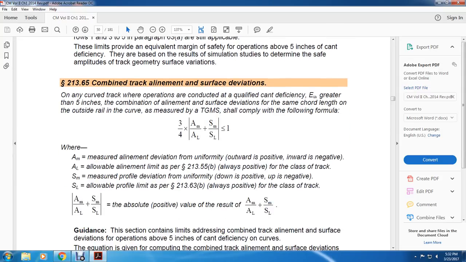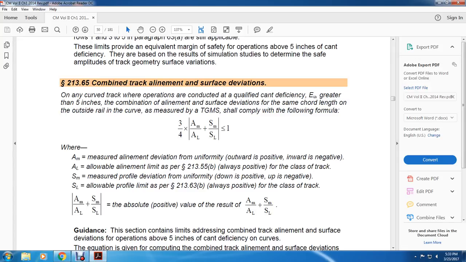213.65, combined track alignment and surface deviations on any curved track when the operation is conducted with a qualified cant deficiency Eu greater than 5 inches. The combination of alignment and surface deviation, same chord length, on the outside rail of the curve, measured with the track geometry measurement system, should comply with the following formula.